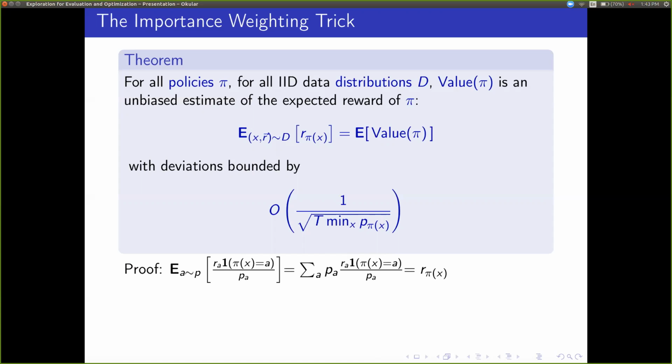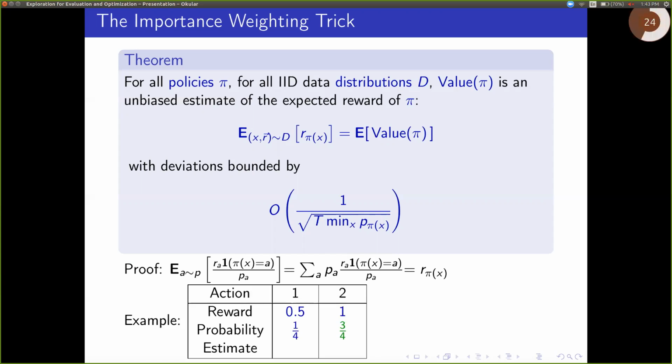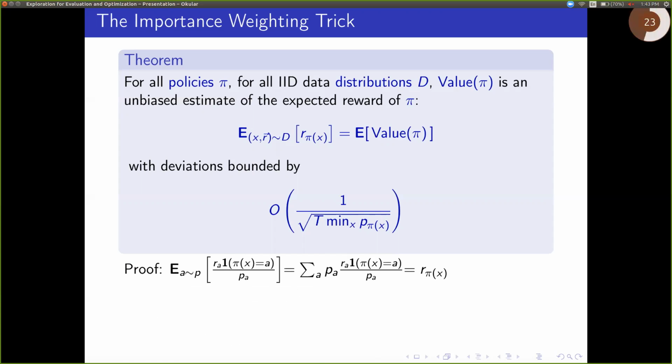In the deviation bound, what is T? It's the number of samples. And P sub pi of X is the probability. Yeah. So when I say P sub pi of X, I mean the probability of the policy's chosen action conditioned on X.